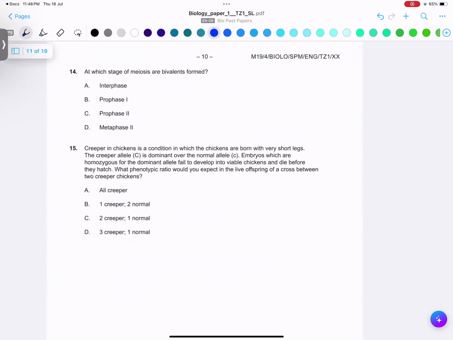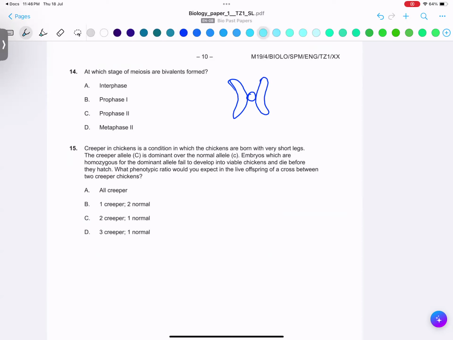At which stage of meiosis are bivalents formed? So we know that bivalents are basically when, okay, this is not how you draw a chromosome. You can, but I personally don't draw it like that. I just draw it like that, something along this way. And I'm going to use another color so you guys can clearly see. So bivalents are kind of when, no, okay guys, I'm trying to really draw, so excuse my drawing skills. So a bivalent is something like that, when they just cross over, I guess.